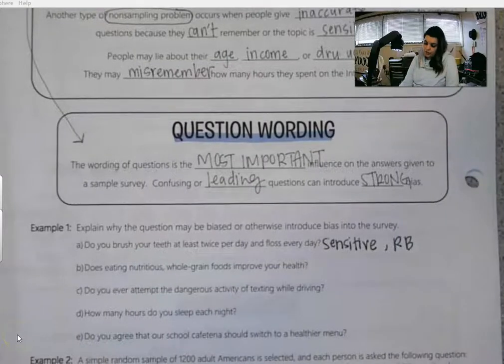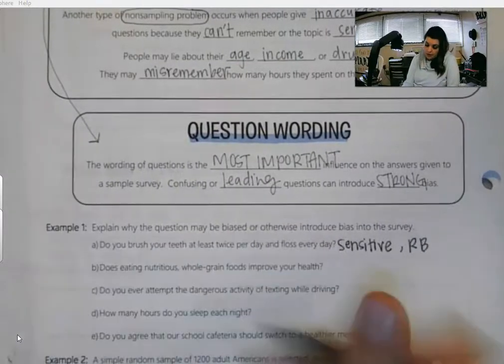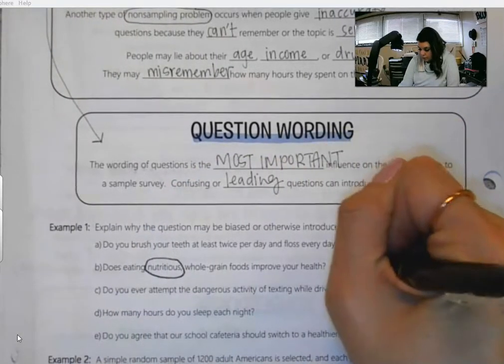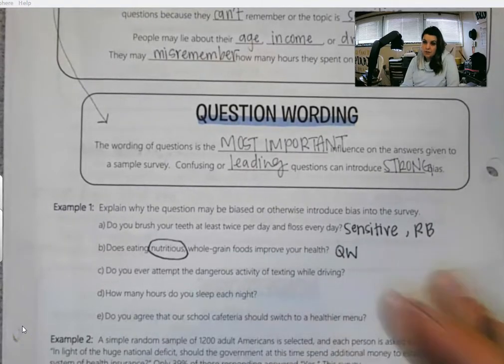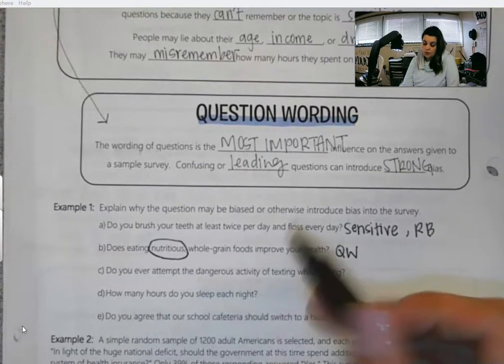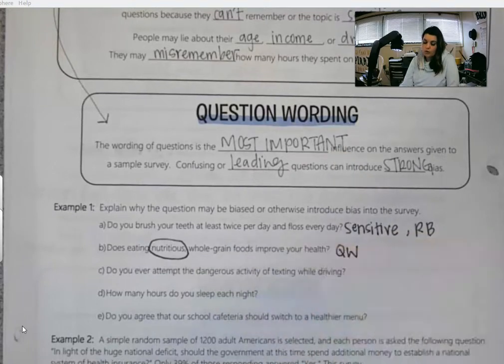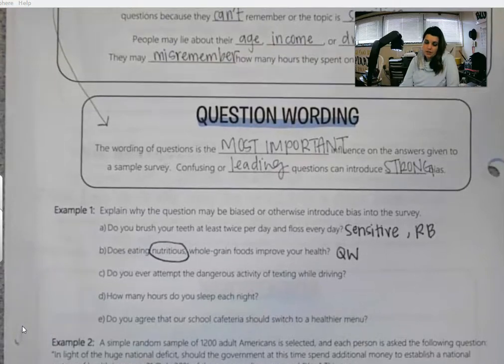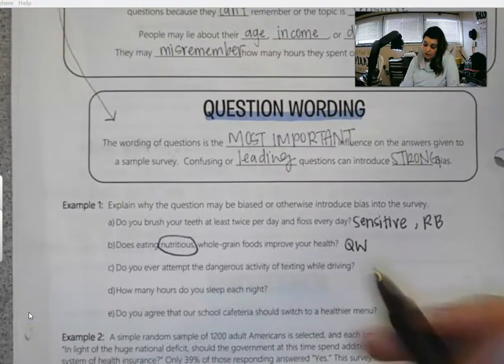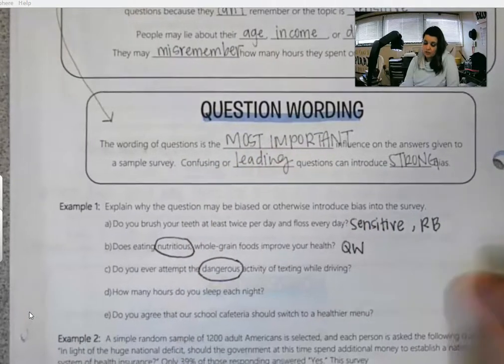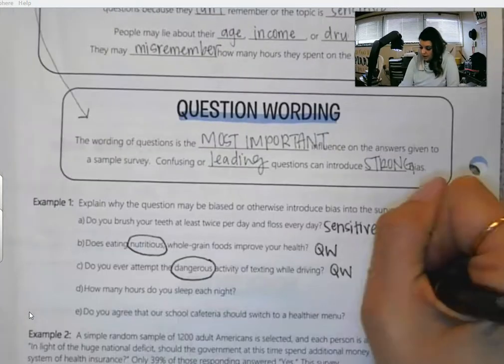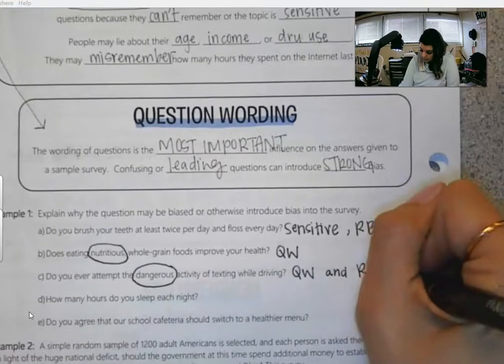Does eating nutritious whole grain food improve your health? The issue here is the word nutritious. This is question wording. You don't want to include words that have positive or negative meanings. So we should really just ask, does eating whole grain food improve your health? C. Do you ever attempt the dangerous activity of texting while driving? Yikes. This is both. First, we shouldn't be using the word dangerous, so question wording, and response bias.